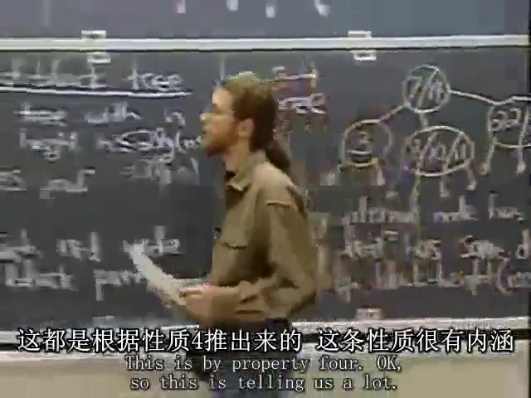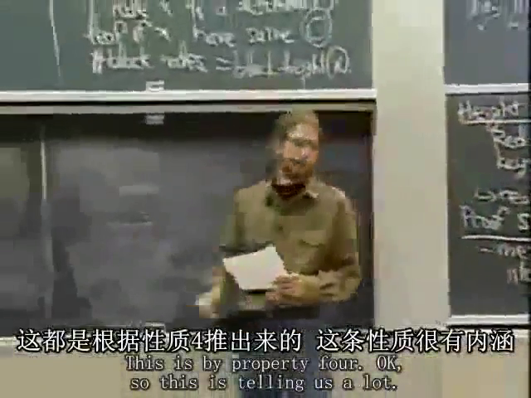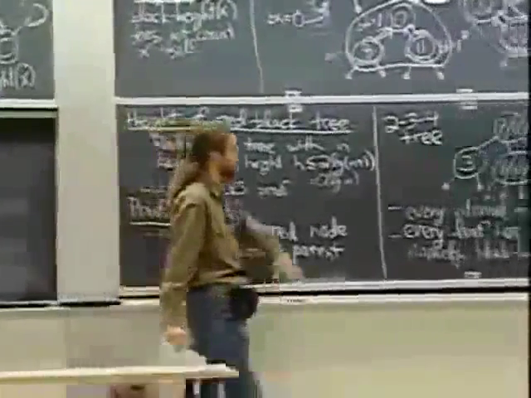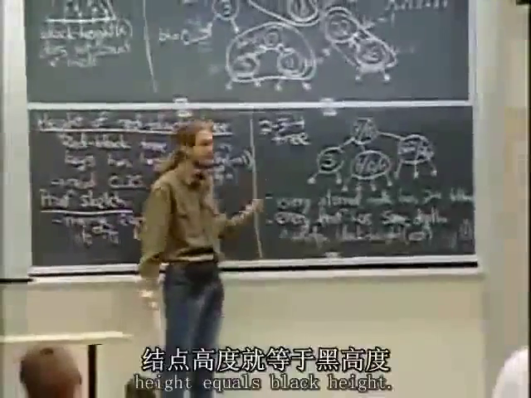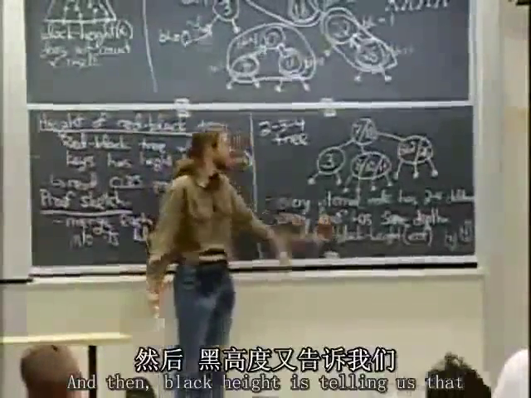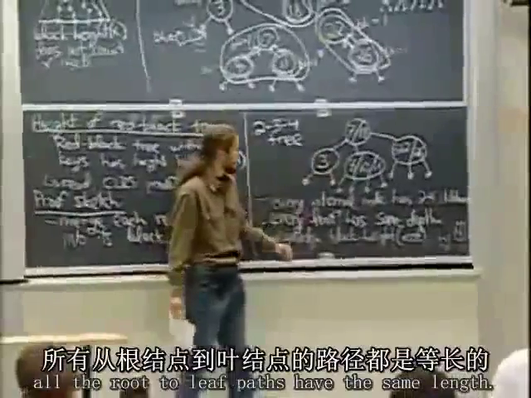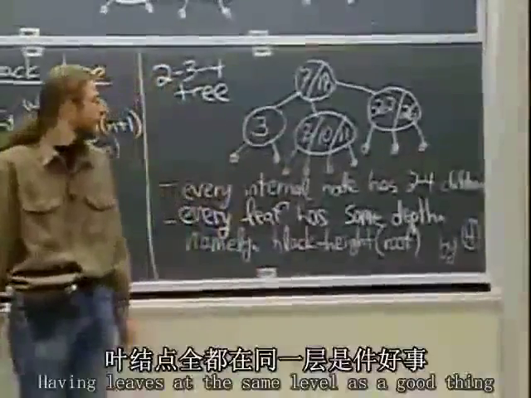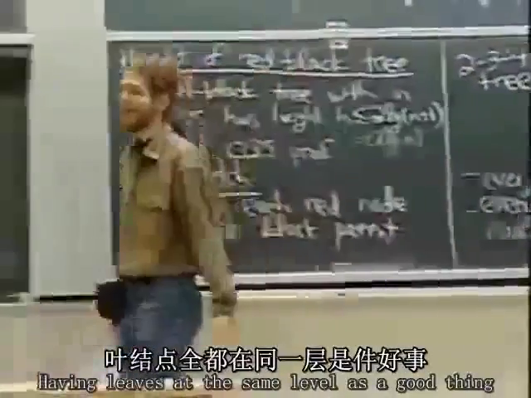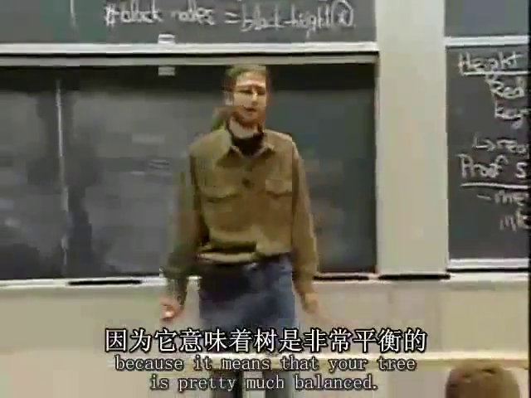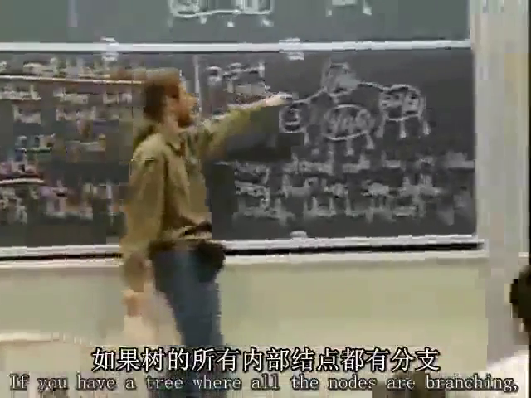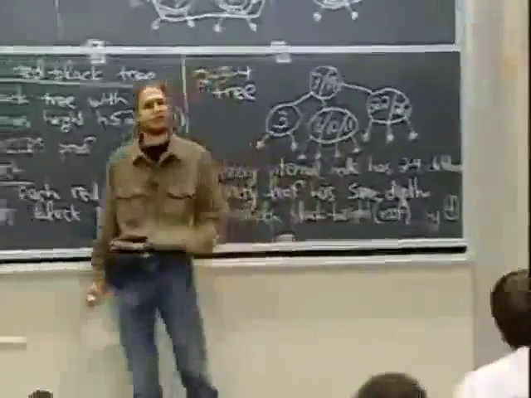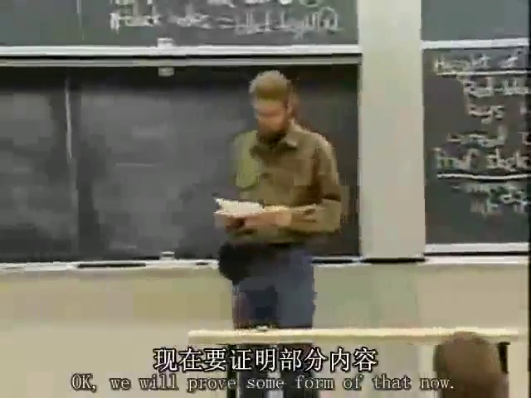So this is telling us a lot. Essentially what this transformation is doing is ignoring the red nodes. And then if you just focus on the black nodes, height equals black height. And then black height is telling us that all the root to leaf paths have the same length. Therefore, all these nodes are at the same level. Having leaves at the same level is a good thing, because it means that your tree is pretty much balanced. If you have a tree where all the nodes are branching, so they all have at least 2 children, and all the leaves are at the same level, that's pretty balanced. We'll prove some form of that now.